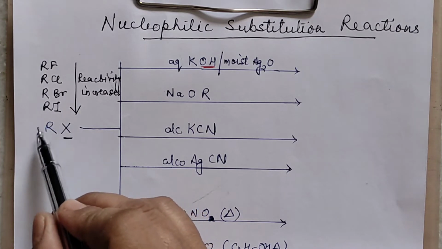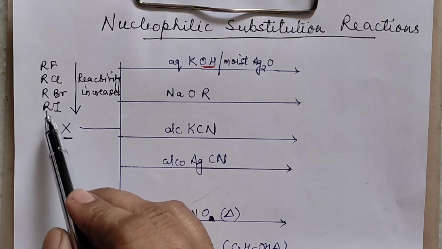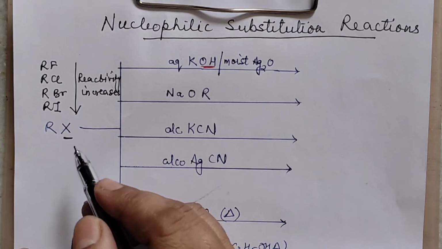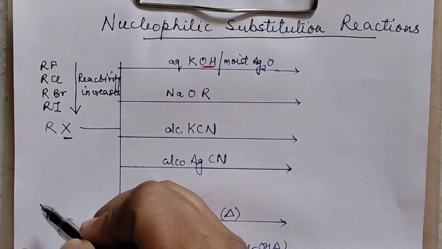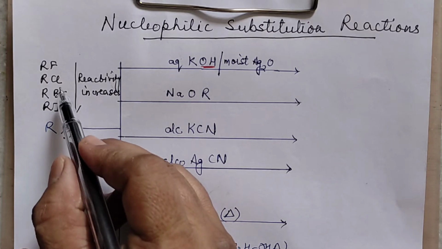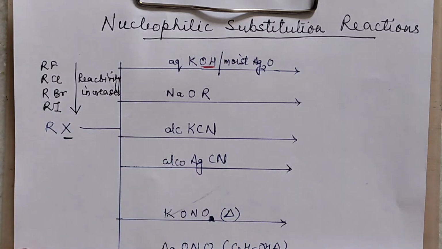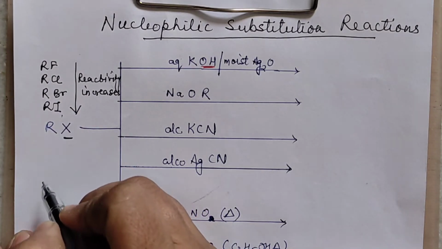Suppose I take different types of alkyl halides, say fluoride, chloride, bromide, iodide. Which is most reactive? The order is this: down the group the reactivity increases. Iodide is most reactive, then bromide, then chloride. Fluoride is least, because iodide is the best leaving group. The bond will break faster. Iodine is larger in size, so that is the reason the reactivity is highest for iodide.